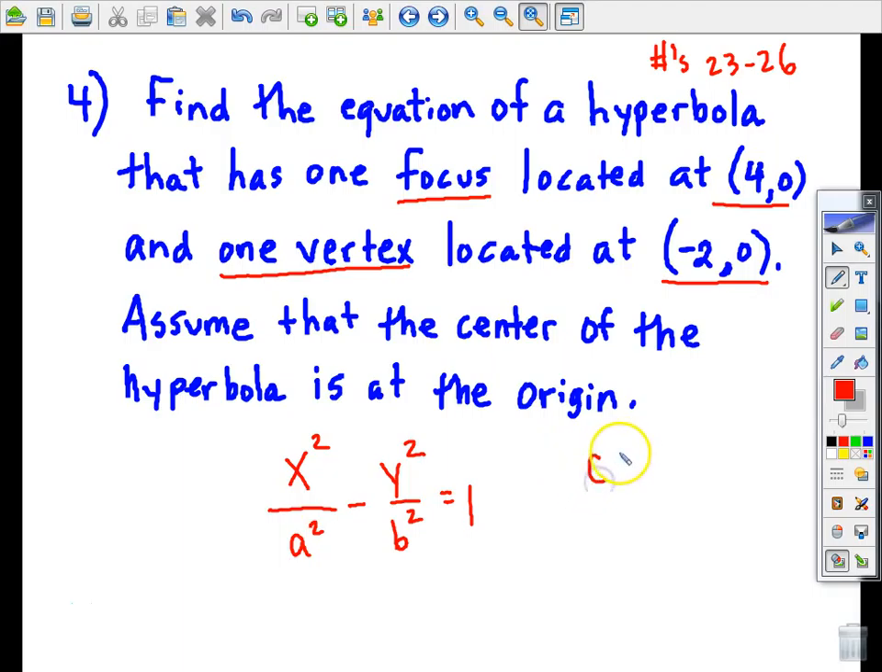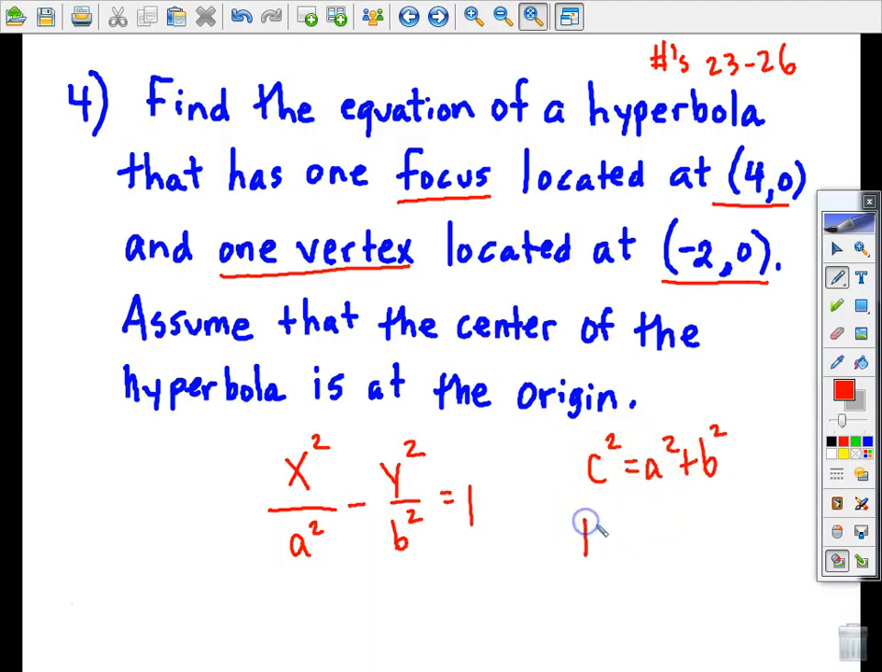So remember, for hyperbolas, I'm going to use the Pythagorean theorem. Well, I have a question for you. Not c squared, but what is c? What is the distance from the center, the origin, to one of the focal points? What is that distance? 4. Everybody see that? The focus is located at 4, 0, and if you're going from the center, that's 4 units. Well, if c is 4, what's c squared?